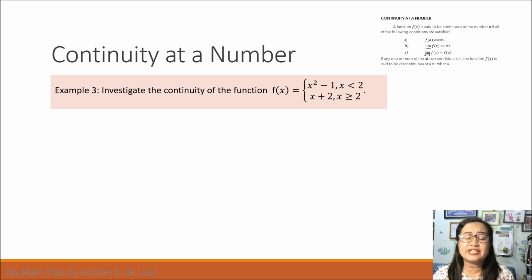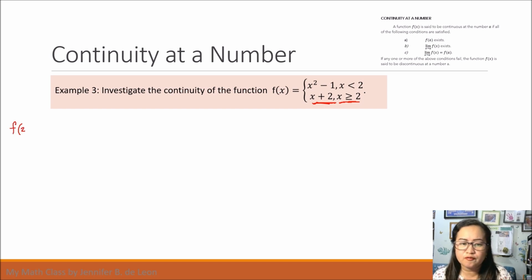Now let's take a look at example number 3. Investigate the continuity of the function f of x, which is defined by two functions: x squared minus 1 where x is less than 2, and x plus 2 where x is greater than or equal to 2. Again, we use the three-step test, so we determine whether f of a exists. Now, since we will evaluate the given function at x equals 2, we will use this function since at this function we can get a condition that x equals 2.